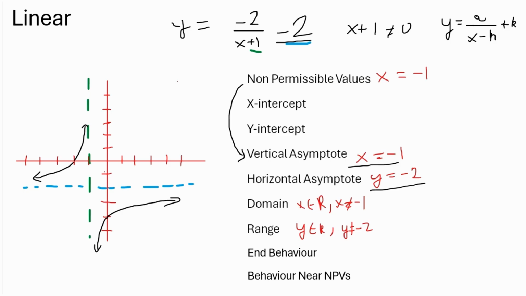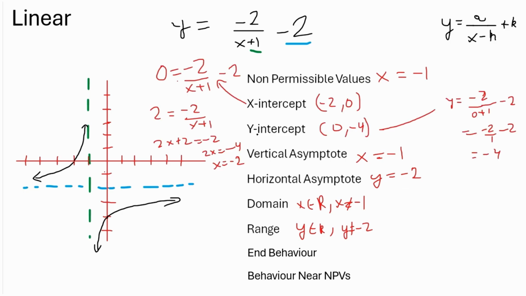Now the second thing is x-intercept and y-intercept. For the x-intercept, you make y 0. For the y-intercept, you make x 0, and then you just solve for the other variable. In this case, we're solving for x, we get negative 2. In this case, we're solving for y, we get negative 4, and we get those.